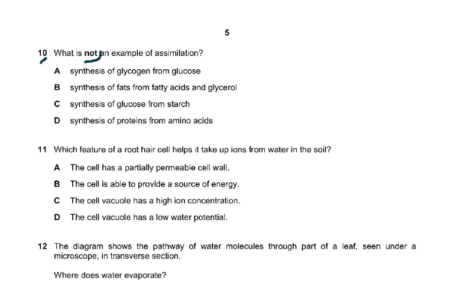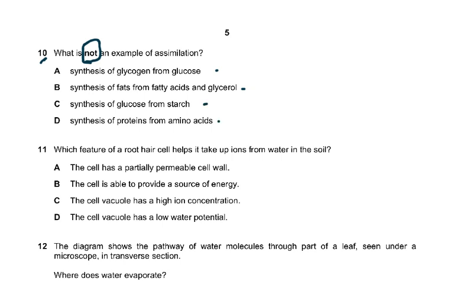Whenever you see this, you must underline it, because you can write on the paper. What is not an example of assimilation? It means all the others are an example of assimilation except one. The options are: synthesis of glycogen from glucose, synthesis of fats from fatty acids and glycerol, synthesis of glucose from starch, and synthesis of protein from amino acids.